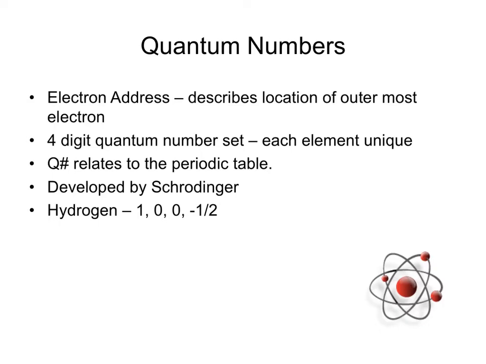It is a 4-digit number set, and each element has its own unique set of quantum numbers, and you can identify what element it is based on the quantum number set that you're given. The quantum numbers, as we're learning them, we're going to relate to the periodic table. You'll be able to look at any periodic table you have, and through a series of 4 different little explanations, you will be able to come up with the 4 quantum numbers for any element. And in reverse as well, I can give you the numbers and you'll be able to figure out what element it is. This idea was developed by Schrödinger, and an example of hydrogen's quantum numbers would look like 1, 0, 0, negative 1/2.